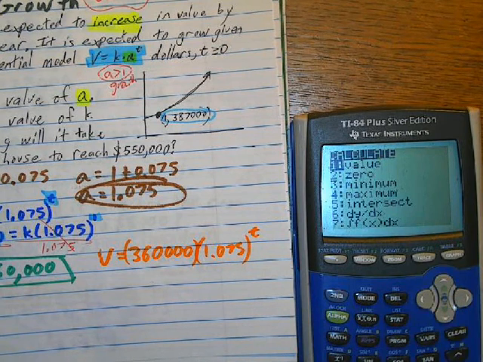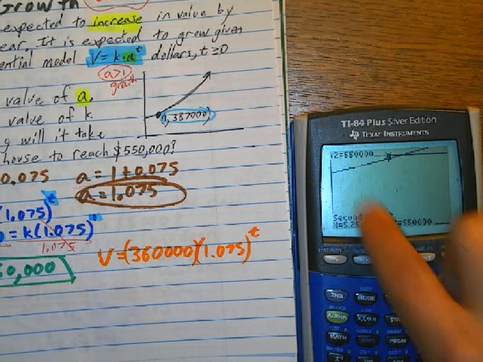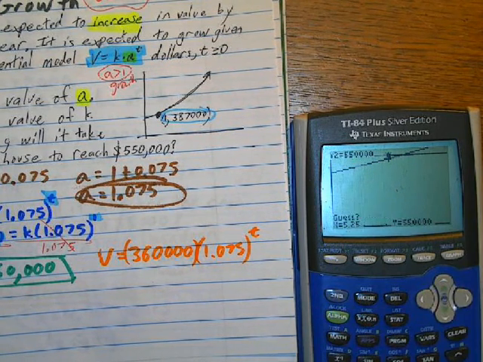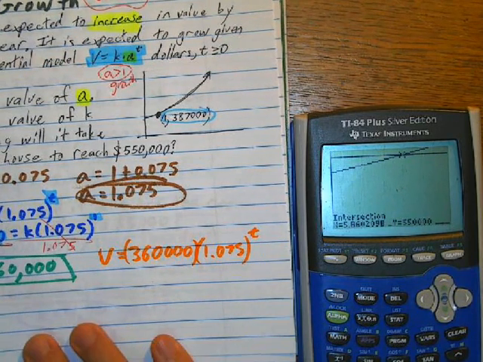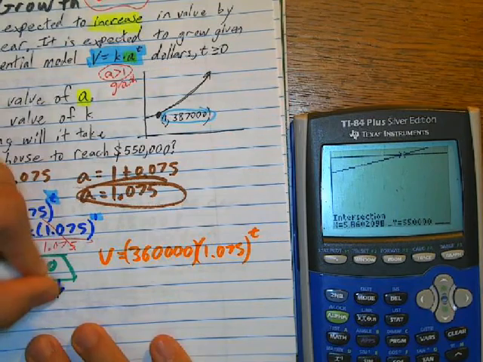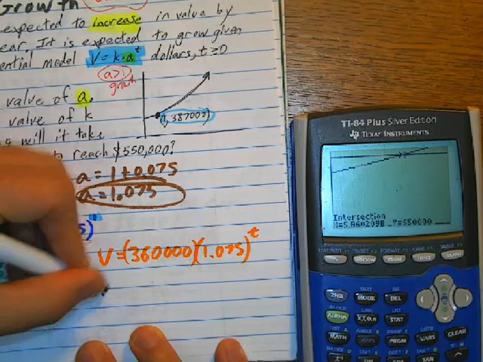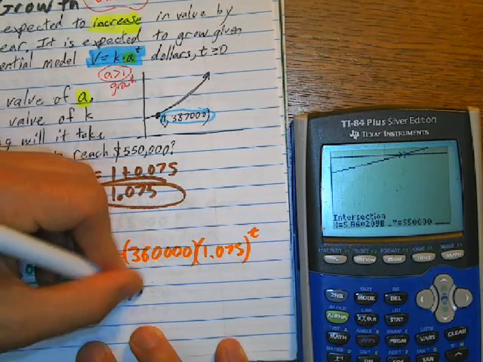I'm going to arrow down to intersect, and then it says first curve, and it's got my equation. I hit enter. It's got second curve. It's got this value. I hit enter, and then it says guess. We hit enter, and now it tells me how long it will take, and I've got a value of 5.860, so it will take 5.86 years.